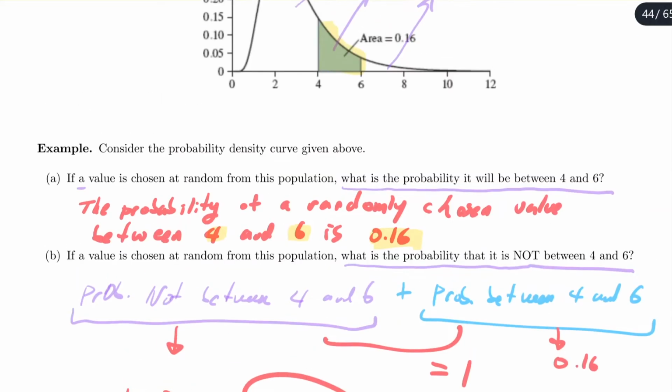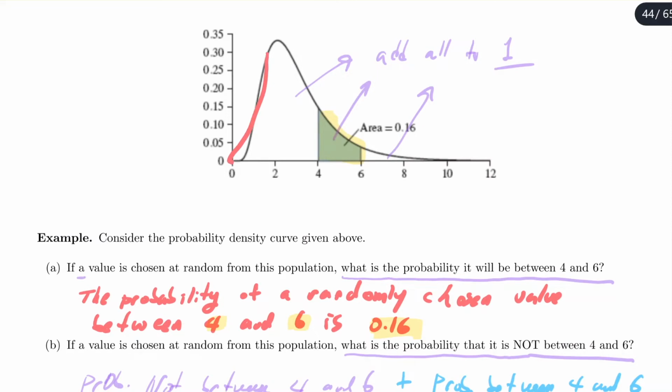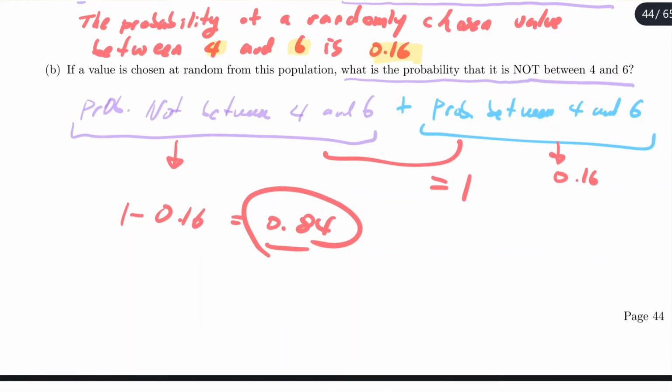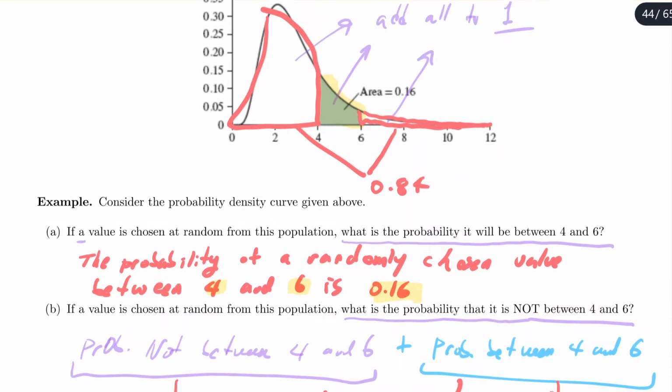That means if I add these two areas, let me shade with red, this area and this area, which actually goes forever. Well, it depends on the data. It might not go forever, but a lot of times it does because of the outlier. This area is 0.84. Sorry, I messed up the calculation there. I wrote it correctly, 0.84.